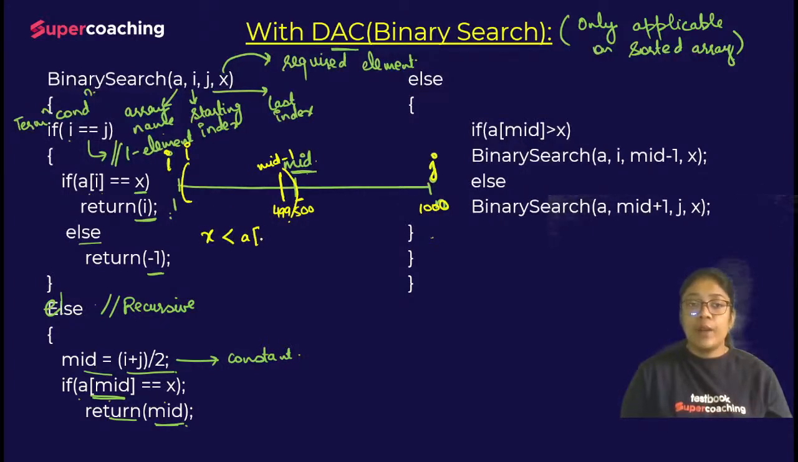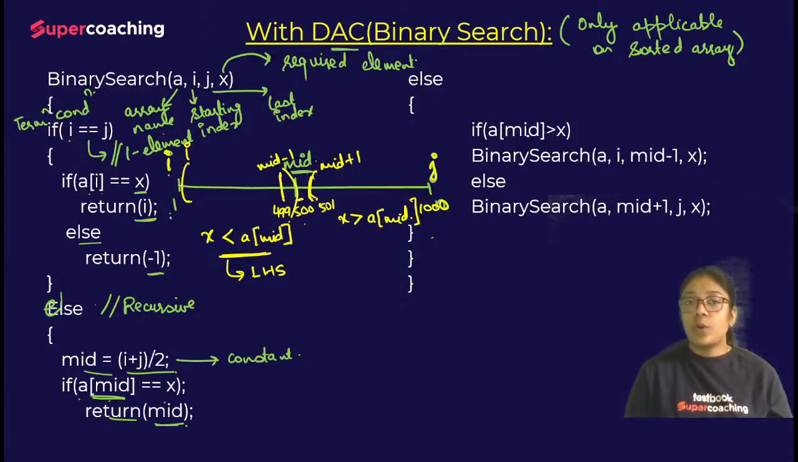If the required element is smaller than a of mid, middle element से smaller है, then we have to go to the left side, left hand side, and left hand side के parameters के I and mid minus 1. So if अगर element greater है, x is greater than the element which is available at the middle position, then we'll be considering the right side of the problem. So we will start looking from 501, that is nothing but mid plus 1. So this is what we are writing here.